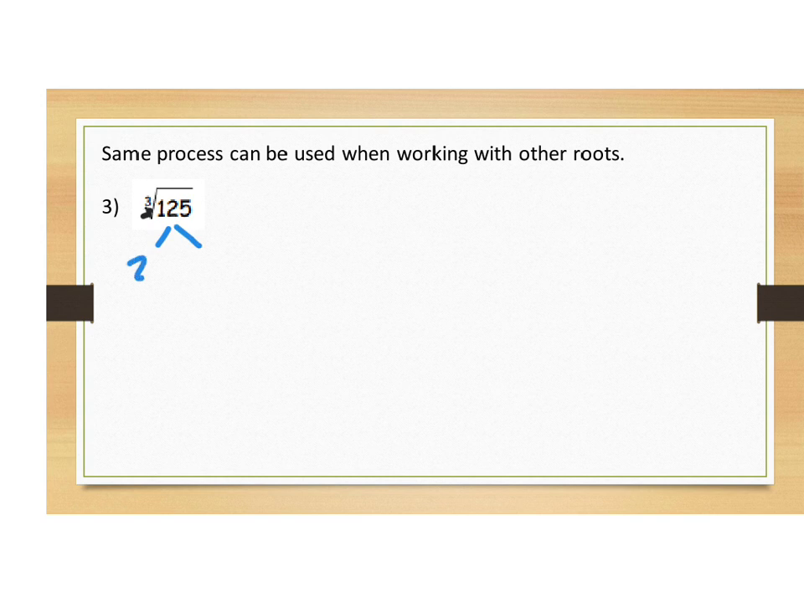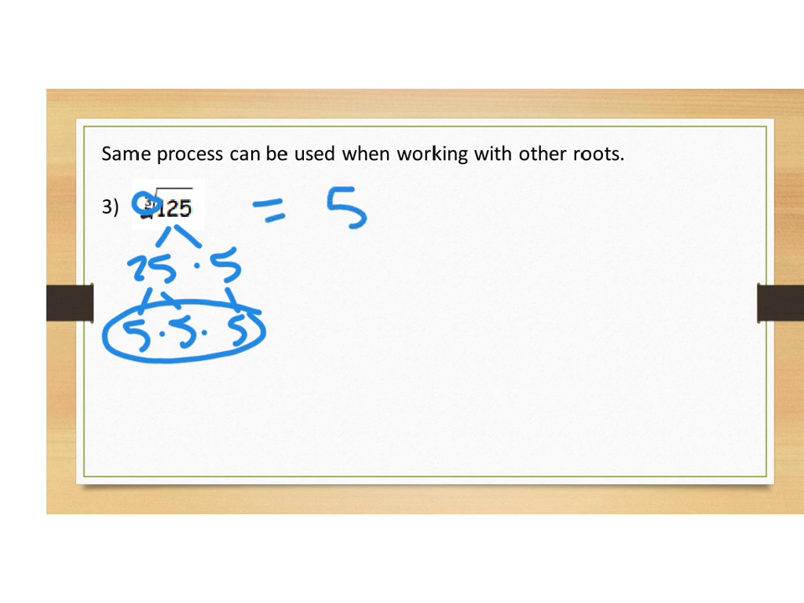So we could say that this is the same thing as 25 times 5. I can break down 25 into 5 and 5 and bring this 5 down. So now since I had this 3 out here, that means I need groups of 3. So I have a group of 3 of 5s. So that means the cube root of 125 is 5. And there's nothing left over, so your answer is just 5.